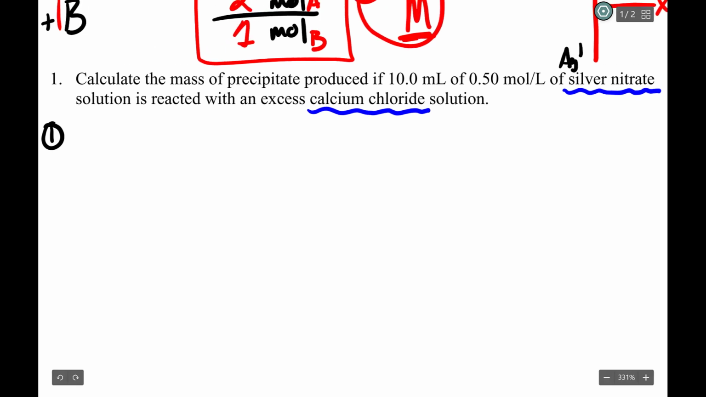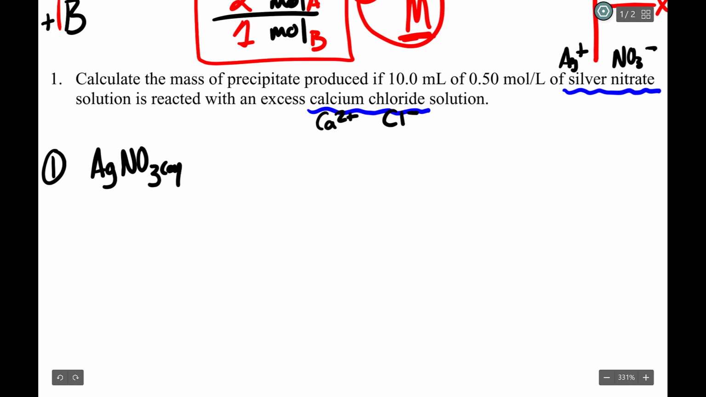Silver ion is Ag+ and nitrate ion is NO3-. Calcium ion is Ca2+ and chloride ion is Cl-. So I've got to make sure I balance my charges. I have 1 silver with 1 nitrate because it's a 1-to-1 ratio in terms of charge. It's aqueous because it's a solution. Plus, I'm going to need 2 chlorides to balance out the 2+ charge.